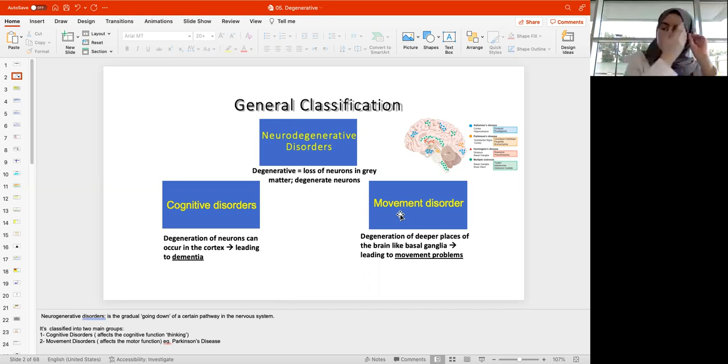Cognitive disorders, you have degeneration of neurons in the cortex. So they cause problems with cognition and mainly dementia. So like memory problems, forgetfulness, language, all these sorts of things, okay? This is a broad classification that you guys just need to know as a basic.